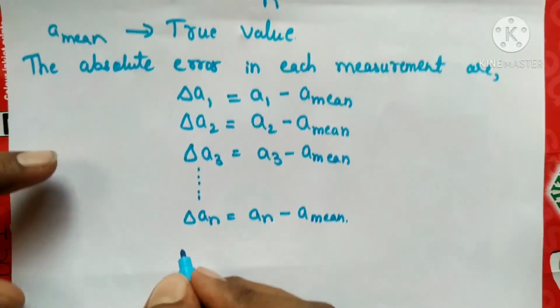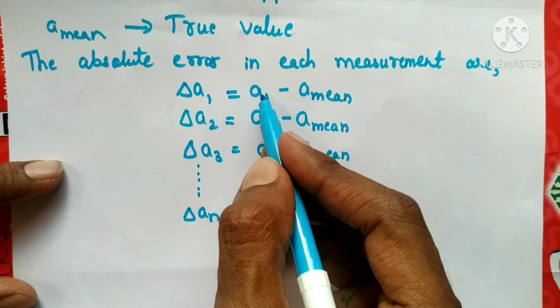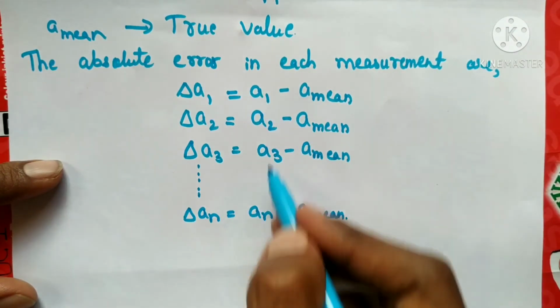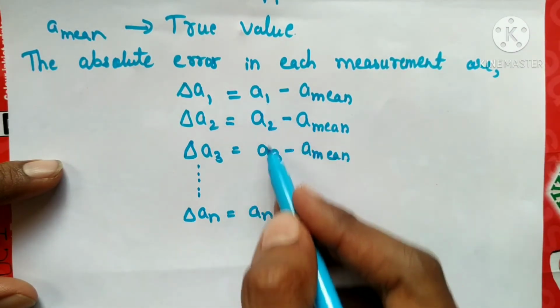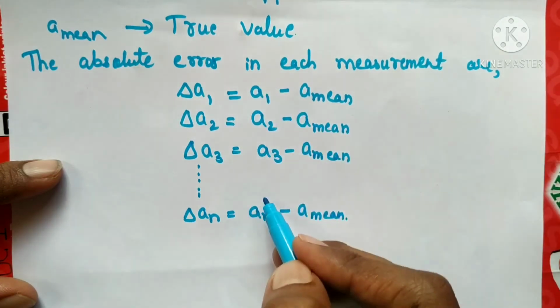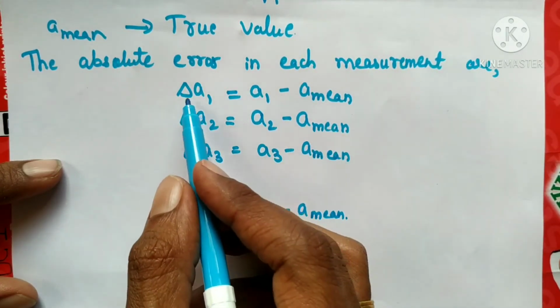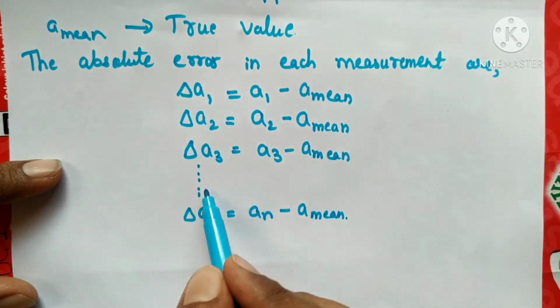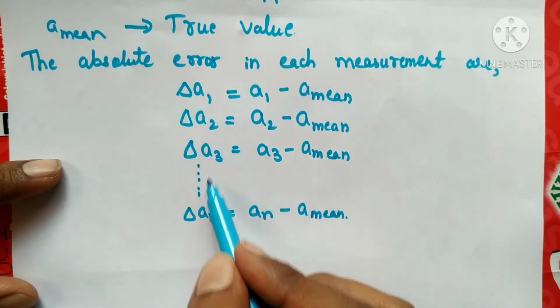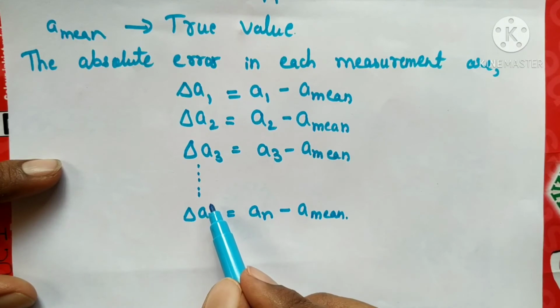Clear? Okay. Now here A1, A2, A3 up to AN are the individual measurements, and A mean is the true value. And here delta A1, delta A2, delta A3 up to delta AN are the absolute errors in each measurement.